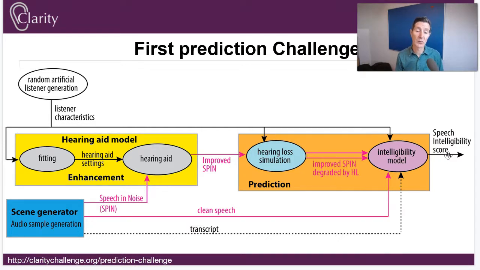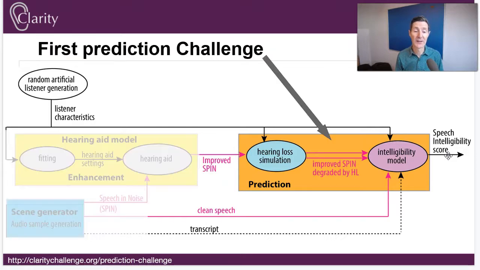So for the prediction challenge, we're not really interested in the yellow box, that's already been done. We're interested in the peach box on the right hand side. So we're going to provide you a lot of speech and noise signals. We're going to provide you the clean speech before it went through all that processing, a transcript of what people were actually saying, and then we want you to estimate the number of words people get right in a listening test. And we've done the listening test to provide that ground truth data. Now you could split your model in two, as we've done here. We've got a hearing loss model, and then we've got an intelligibility model. That's what we did, but you could do a model all in one. That's entirely up to you as well.